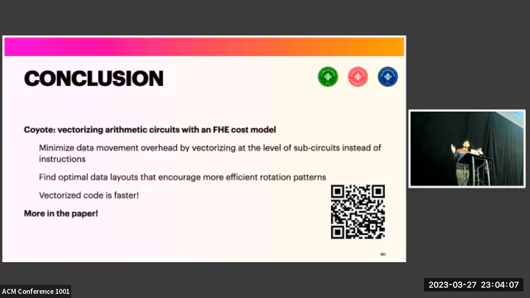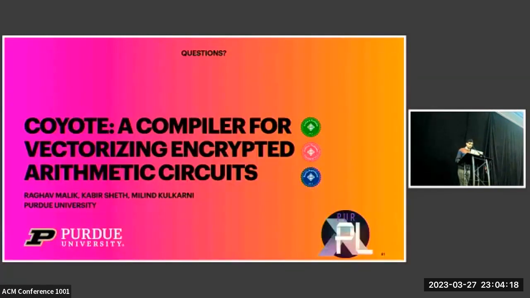If you found this interesting, please check out the paper. There's a QR code for that. The paper contains a lot of other cool stuff, like more benchmarks. We have some case studies, and we have some sample code if you want to see what Coyote actually looks like.